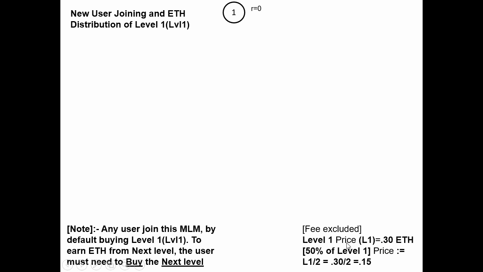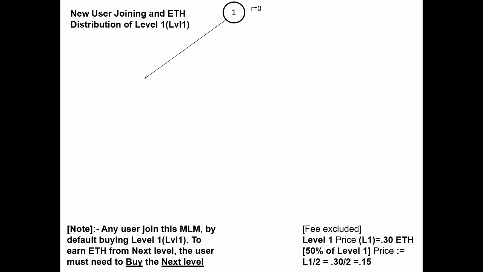This is the level 1 price, and he needs to add new people. Let's see. Let's add, this user is adding new people.